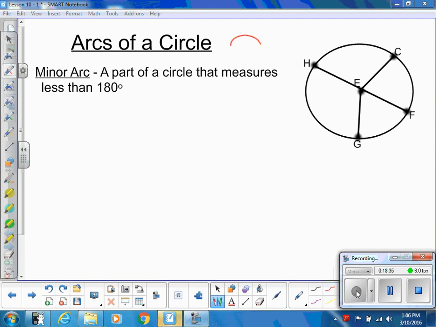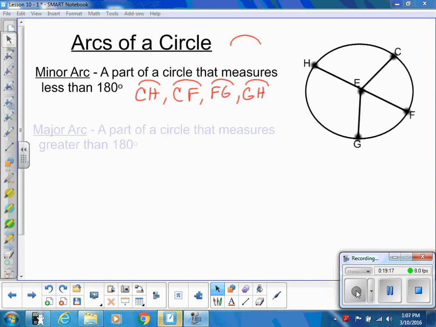So if I looked at this circle, if we talk about CH, C starts here, goes to here. That's less than 180 degrees, because 180 degrees would be half the circle. This is less than half. So arc CH would be one minor arc. I also have examples like CF, FG, even GH would be, even though it's a larger one, it's still less than half the circle. I think there's other ones, like CG is one as well. Now minors, they're less than 180. Major arcs, those are greater than 180.